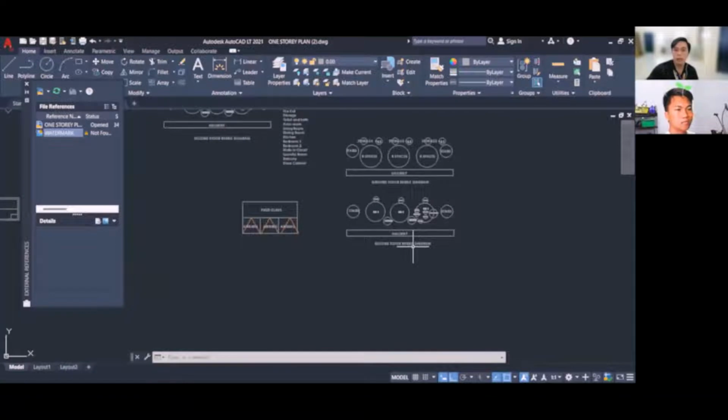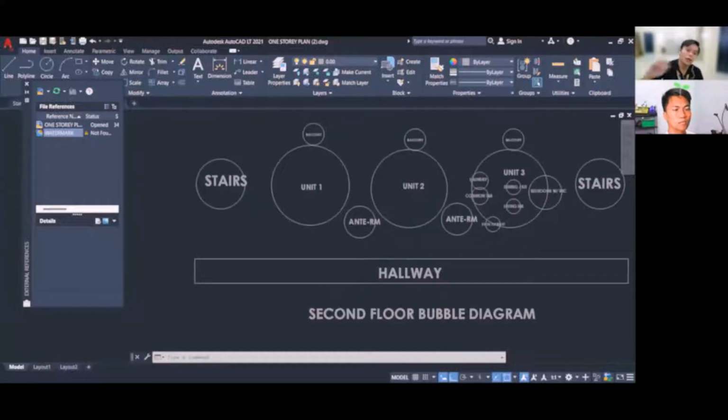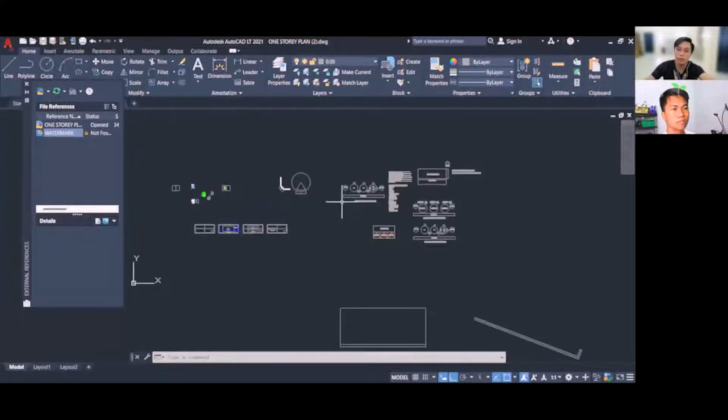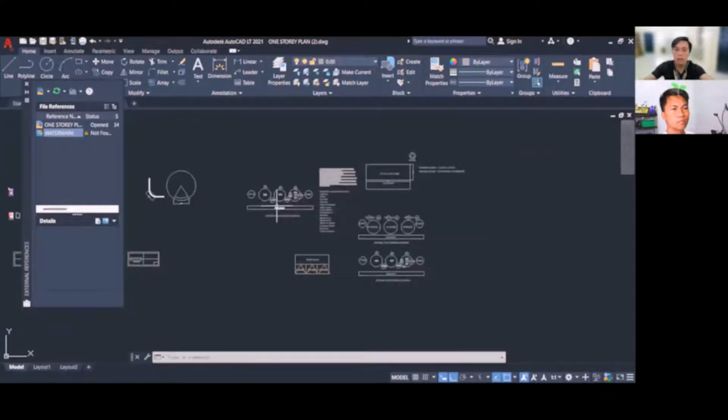Then for the second floor, we have 3 units which are the residential units, anteroom. So dito madami din nagkamali sa anteroom. So what do we mean when we say anteroom? So it means we have, for example, 2 units here. So let's imagine this, that it is a condominium apartment unit.